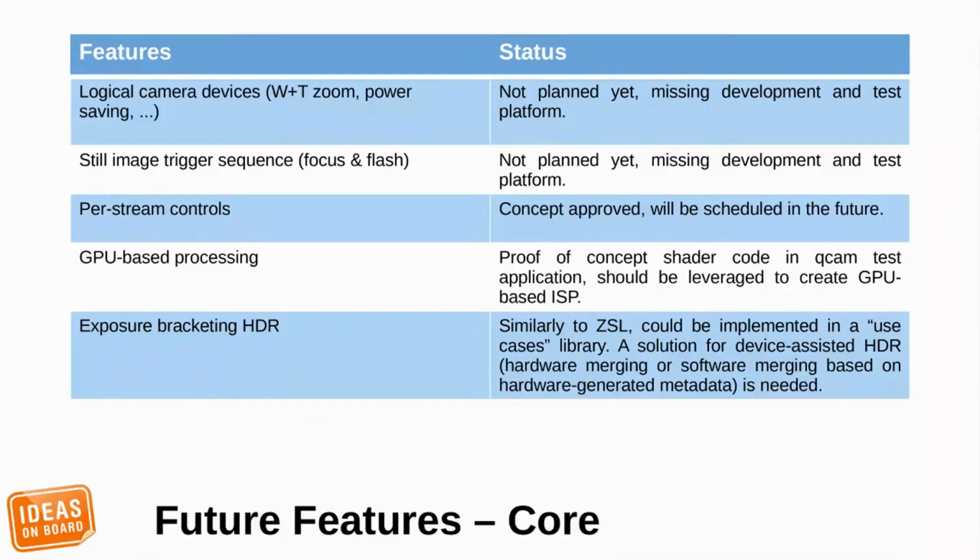The last one I want to mention here is the exposure bracketing HDR. So it's a bit similar to zero shutter lag in the sense that it's a high-level use case on top of your camera that we could put in a use cases library, but also something for the future.